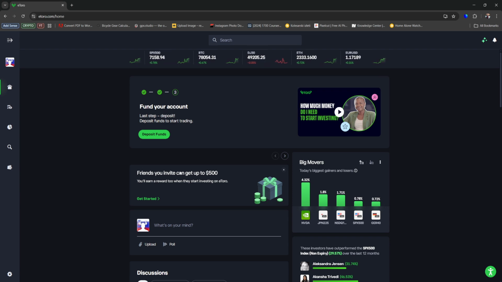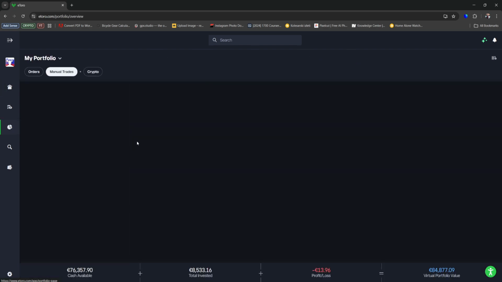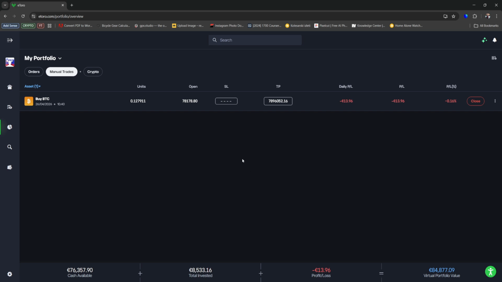So if you bought Bitcoin on the main eToro trading platform, what you need to do next is go to your portfolio, which is here on the left-hand menu if you are on the web browser. If you are on the mobile app, it's at the bottom of the app, and its icon is like a magnifying glass.